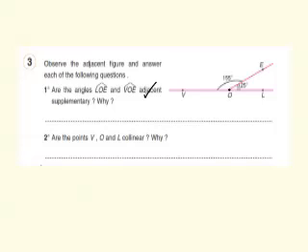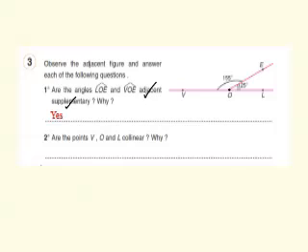We still need to prove that they are supplementary. If you add 155 and 25, you will get 180. So yes, we can say that those two angles are supplementary. So we can say that yes, LOE and VOE are adjacent, supplementary.